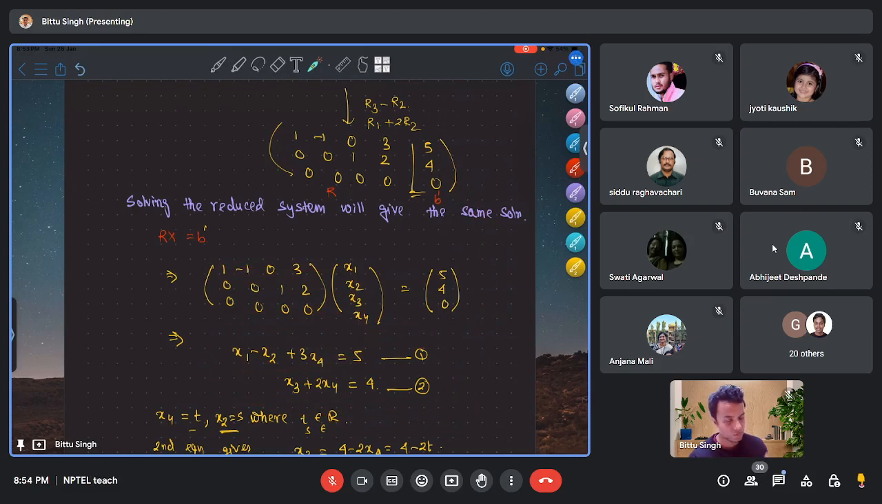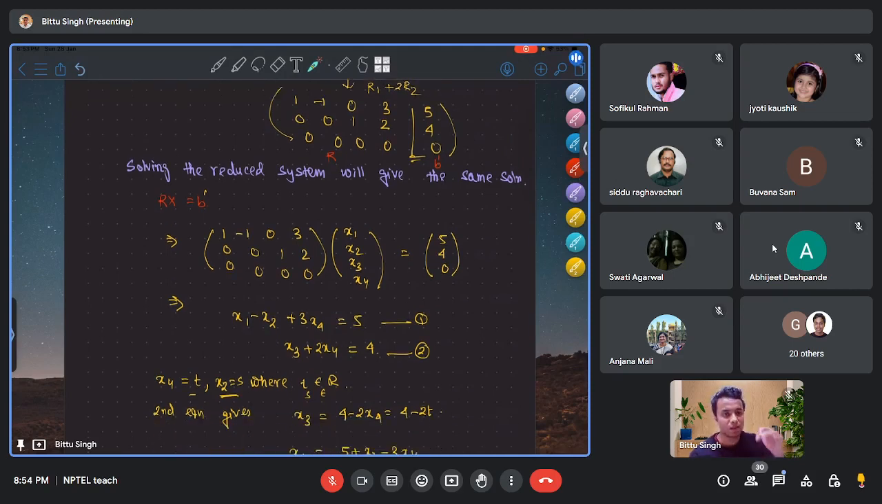We are comparing the entries. This row gives x1 minus x2 plus 3x4, and this is the same as 5. Similarly, the second row gives x3 plus 2x4, which equals 4. So we'll get two equations, because the last row will give nothing, that is 0 equal to 0. That is not any precious information, so we just delete that thing.